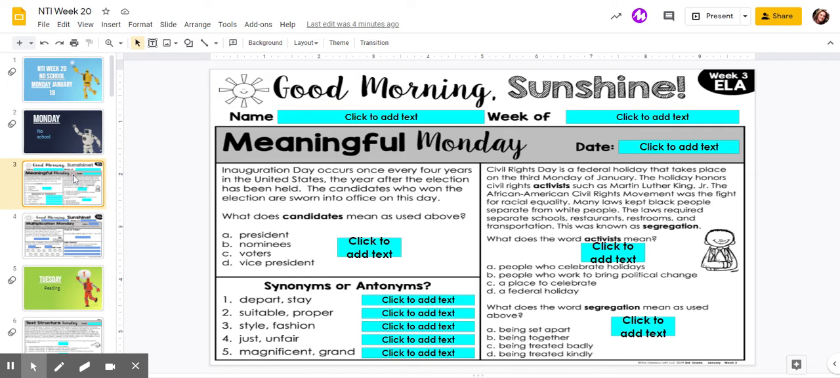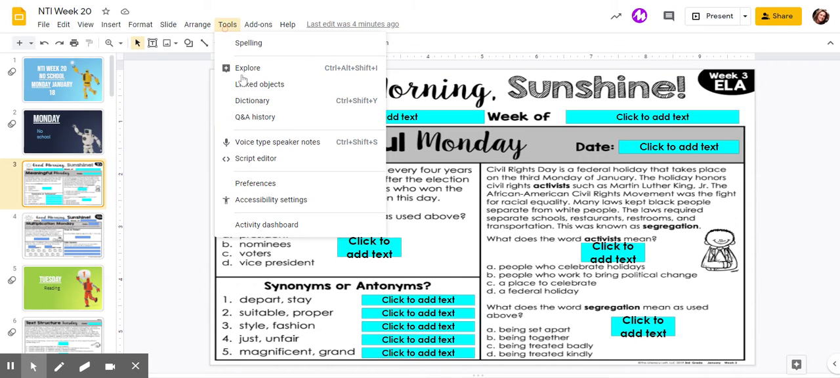For Meaningful Monday, you're going to be looking at the words candidates, activists, and segregation. You're going to read the paragraphs and use the context clues, the clues in the text, to figure out the meaning. If you're having trouble figuring out the meaning, remember you can go to Tools and Dictionary, and you can type the word in the dictionary and look up the definition.